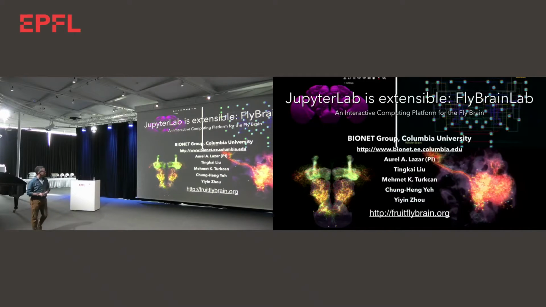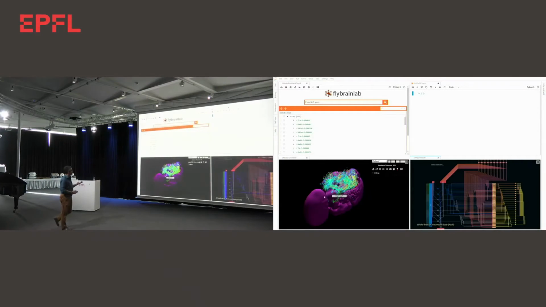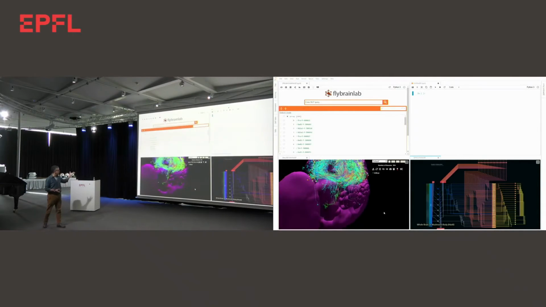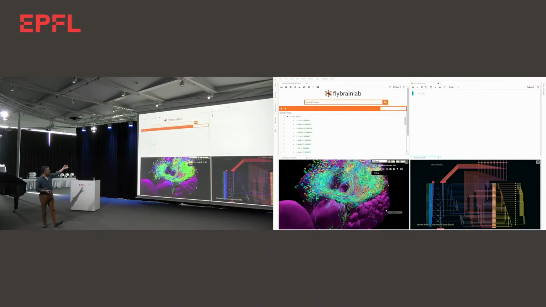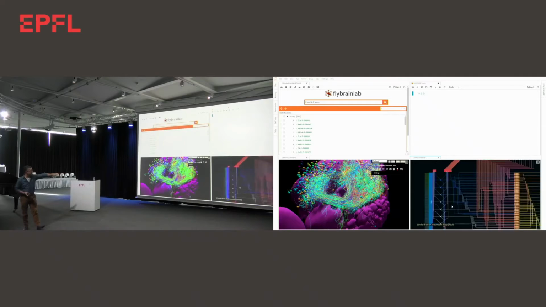The point that I want to make, and this was not in coordination with Jeanette, but it came from a visit to Columbia a few months ago. This is work from Aurel Lazar, a PI at Columbia, whose team took Jupyter Lab and built FlyBrain Lab. They're neuroscientists who study fruit flies and the brain of fruit flies. And they built this. It's a heavily customized Jupyter Lab where they can talk to their database of fruit fly data, open a 3D viewer that shows the anatomy.